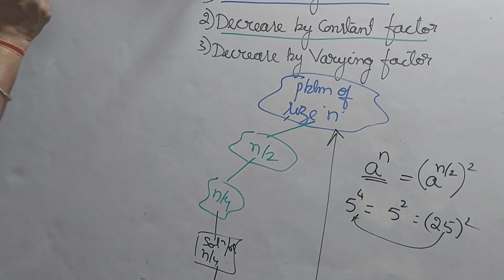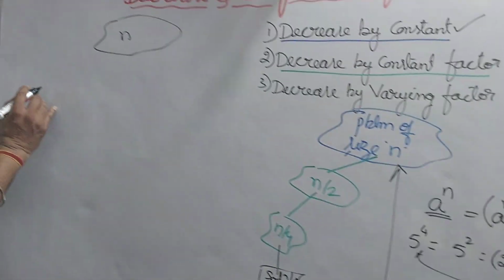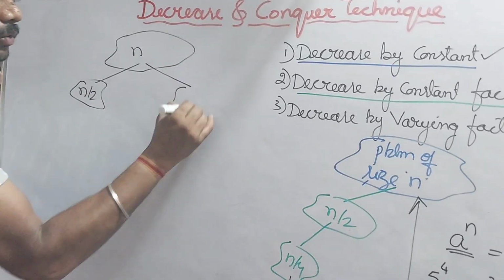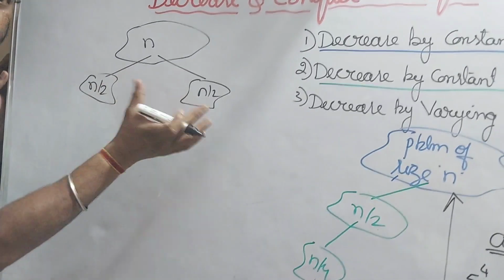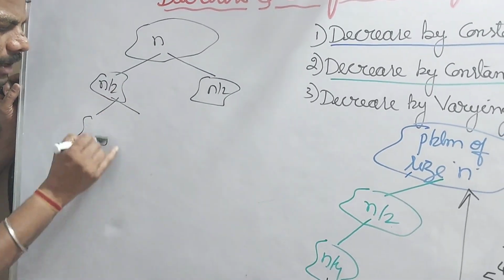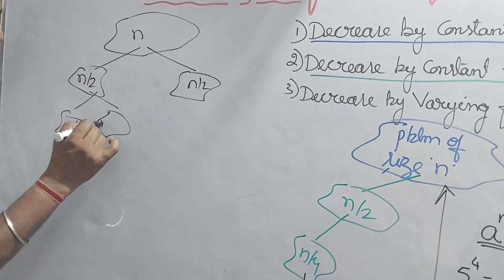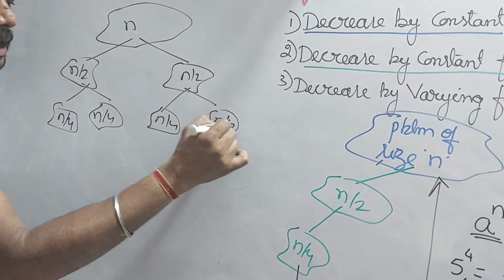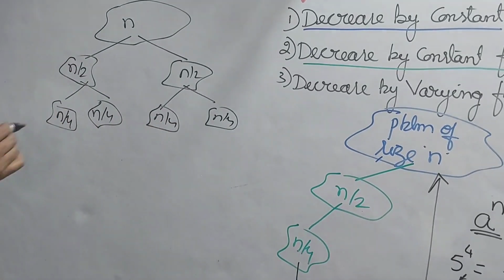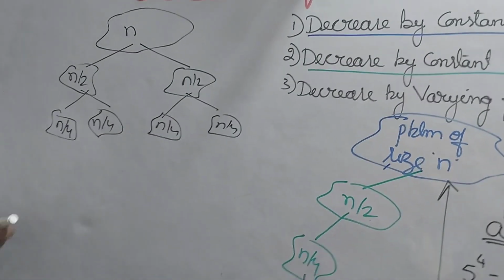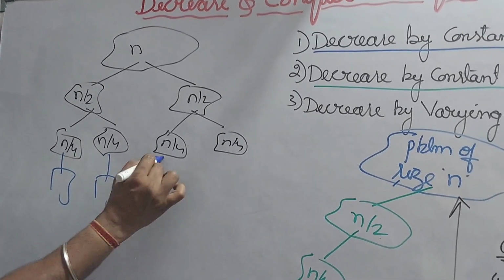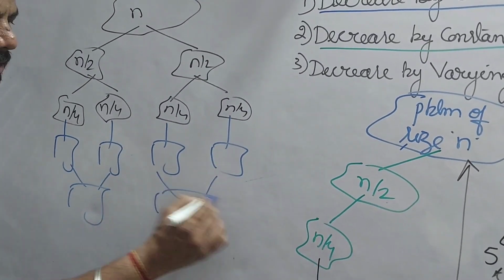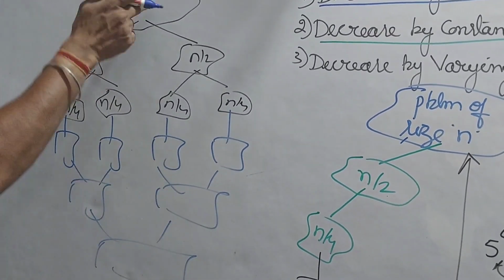Let us see. In the divide and conquer technique, this is the problem of size n. We divide it into two subproblems of size n/2, n/2. Suppose these two subproblems are still larger, again I am dividing into subproblems of size n/4, n/4, and n/4, n/4. Assume these subproblems are smaller. Now we need to get the solution for each of these, and then merge these sub-solutions to get the solution for the overall problem.